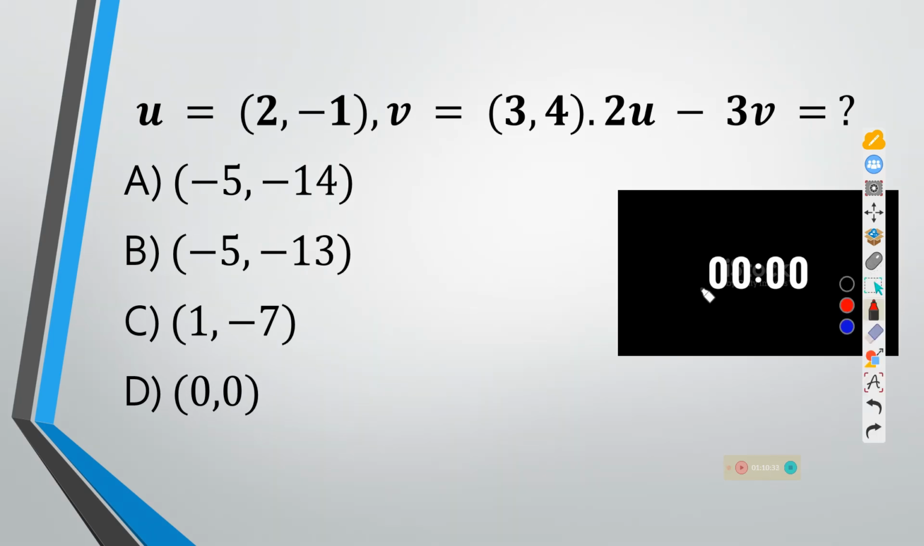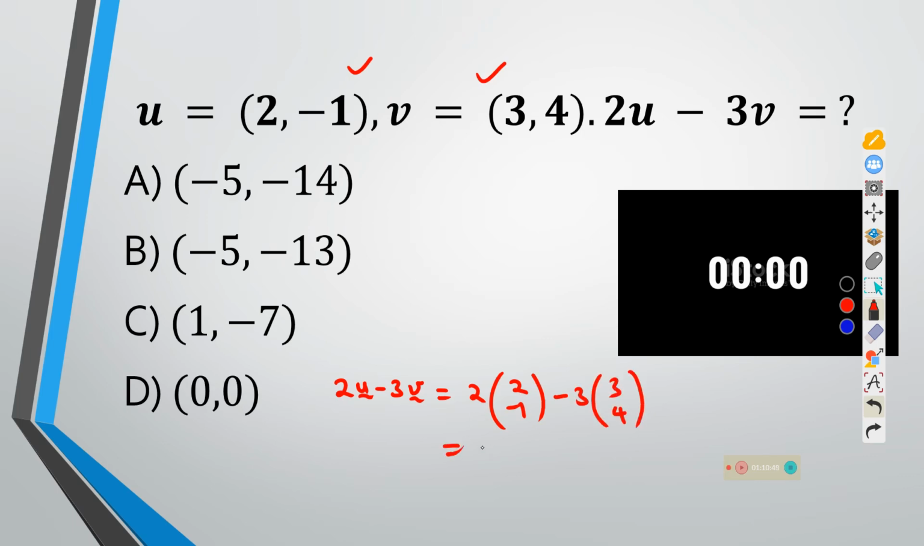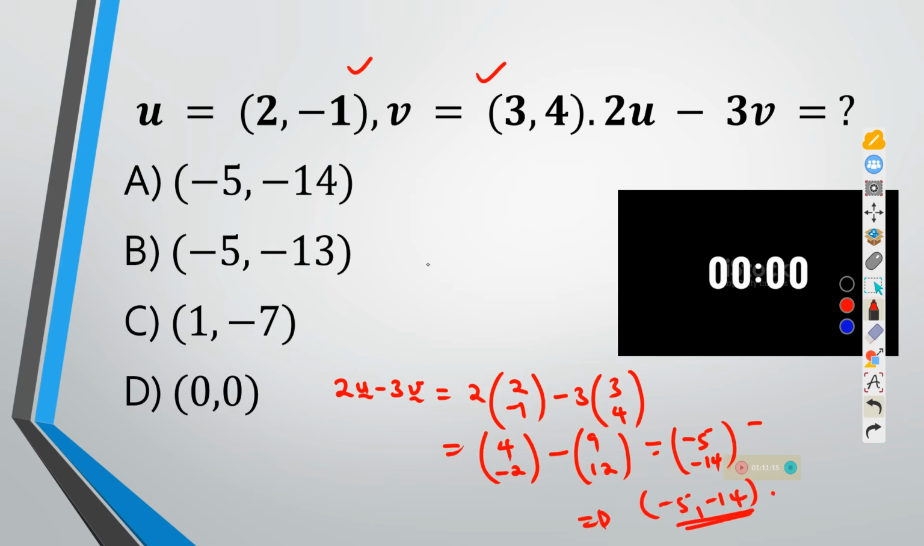So next we look at this. We are given u and v. We need 2u minus 3v. So this is same as 2 into 2, negative 1, minus 3 into 3 and 4. So when you multiply this inside, this will be 4, minus 2, minus, multiply 3 here, 9 and 12. So 4 minus 9 is negative 5. Negative 2 minus 12, that is minus 14. So our answer will be negative 5 and negative 14. And that will be A.